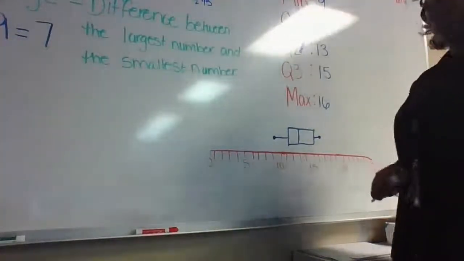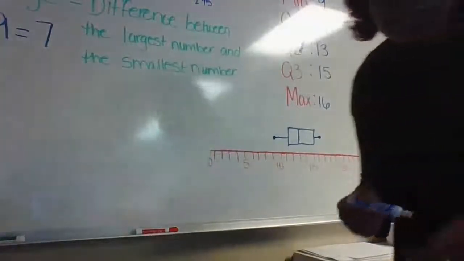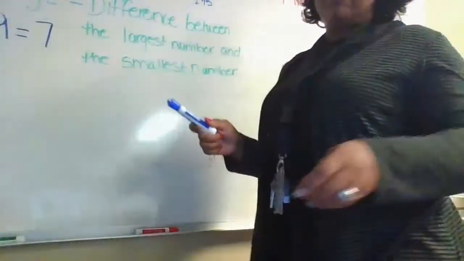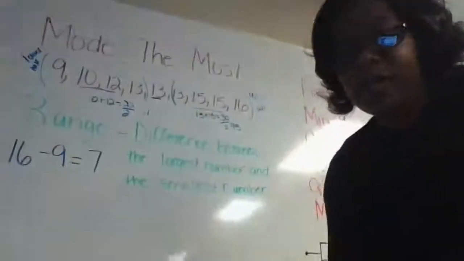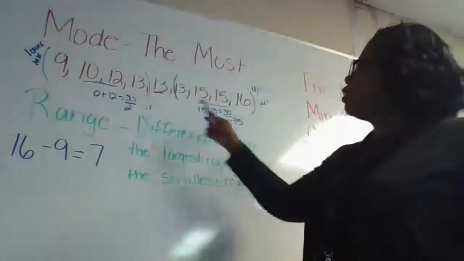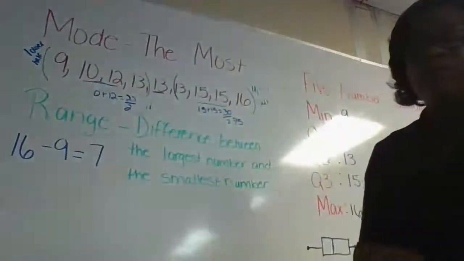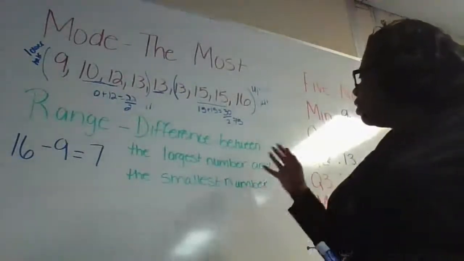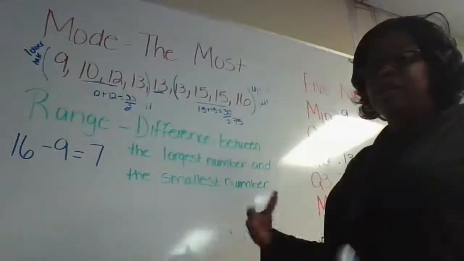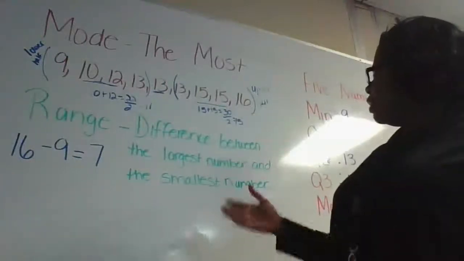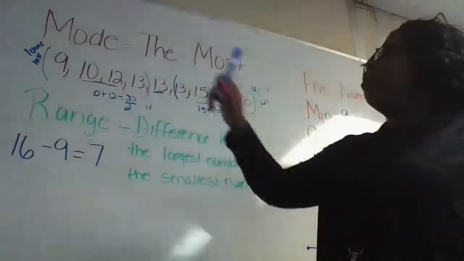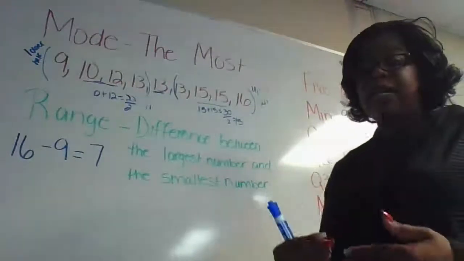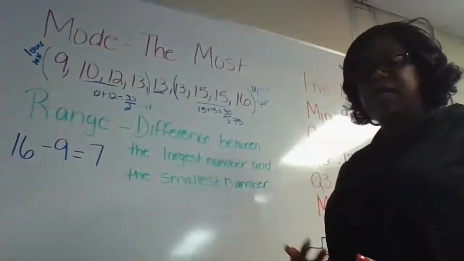So just as a quick review of what we talked about today, we talked about the mode. The mode, we know, is the number that appears the most. In this particular situation, 13 appeared the most, so 13 was the mode. The range is simply the difference between the largest number and the smallest number in your data set. In this data set, 16 was the largest and 9 was the lowest, so we took 16, subtracted 9, and our range was 7.